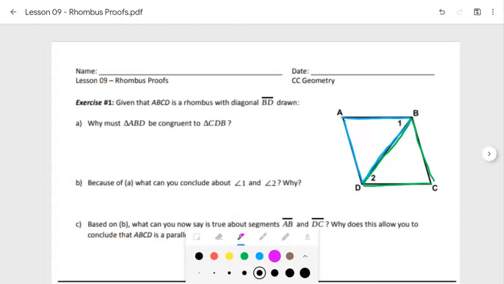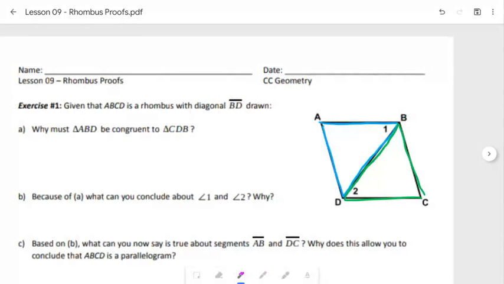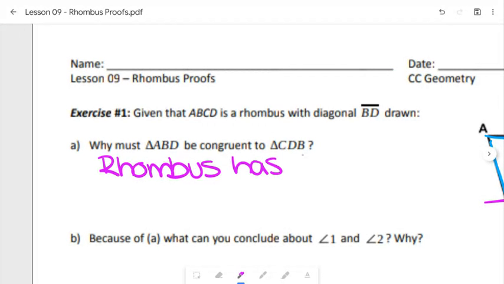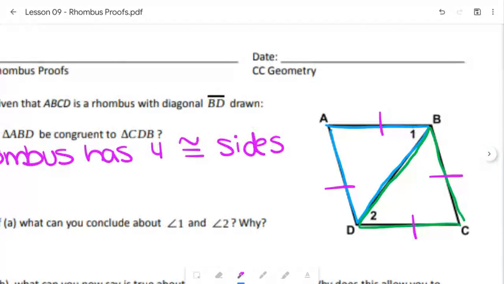So one thing that we definitely know about these two triangles, they come from a rhombus. So right off the bat, one of the most popular rhombus properties is that all of the sides are congruent. So we know a rhombus has 4 congruent sides. So now I already have 2 sides congruent for these 2 triangles, which is awesome.